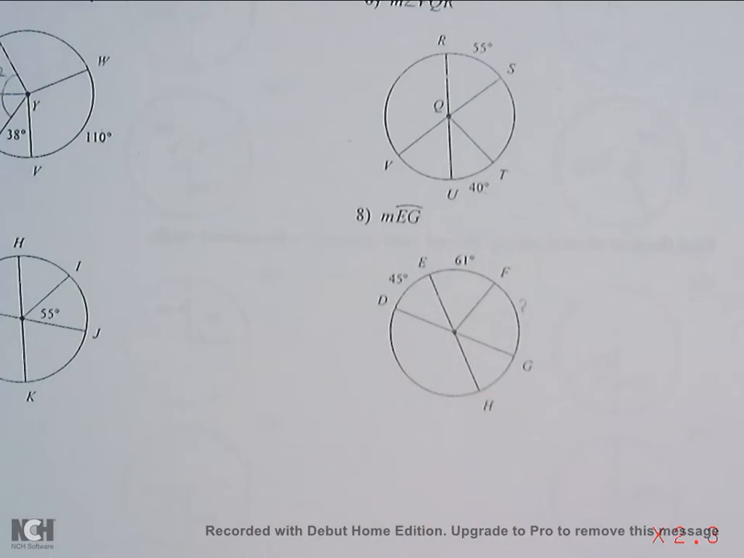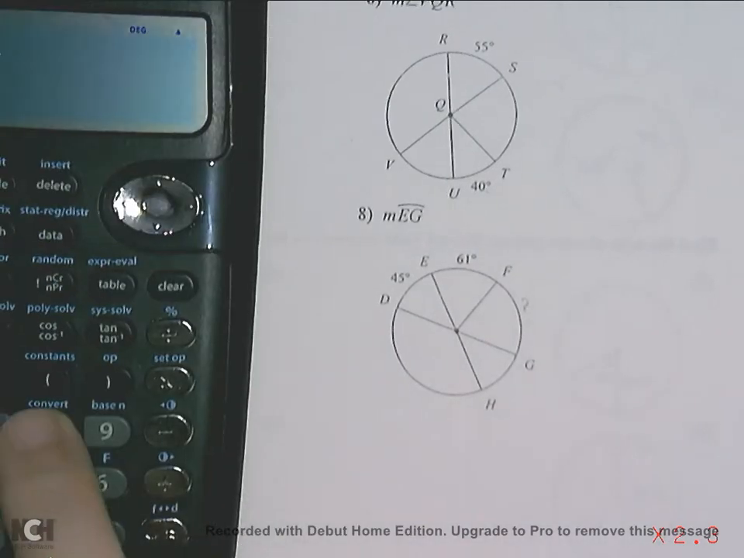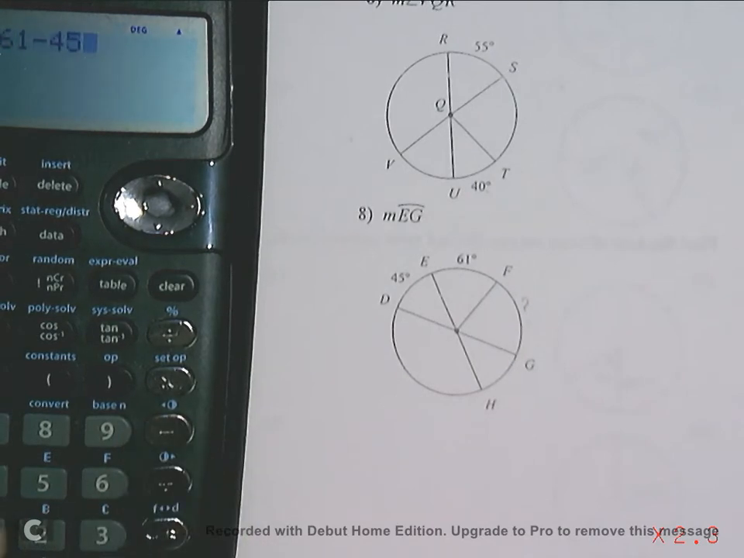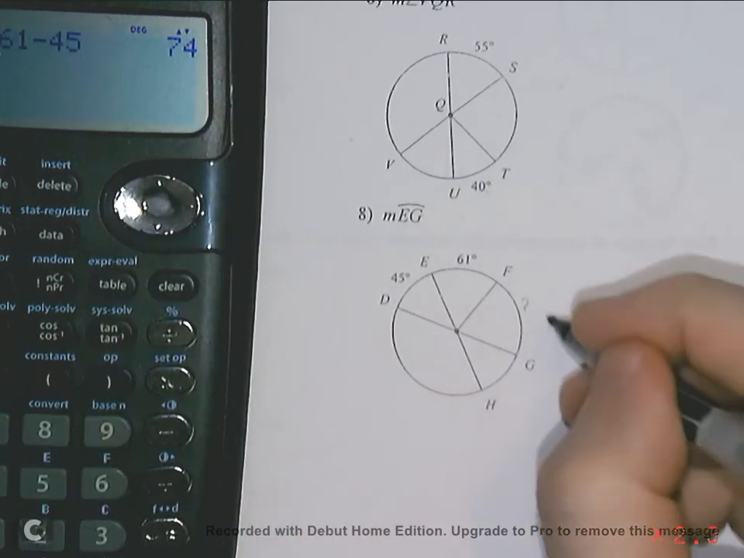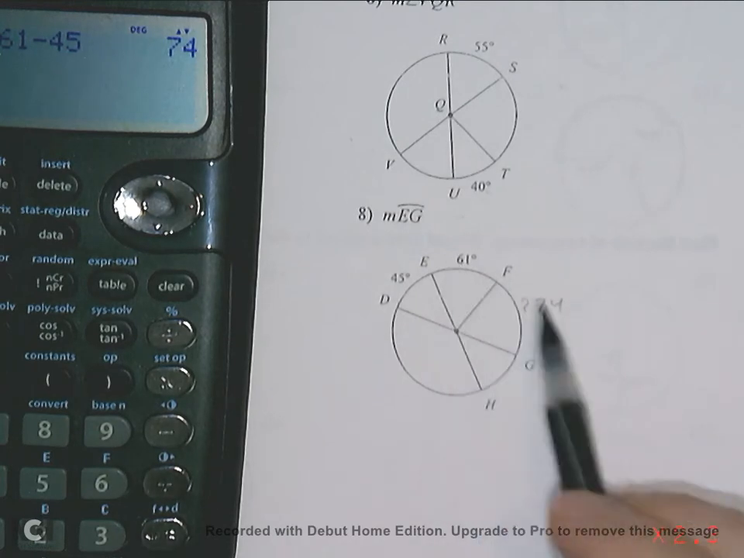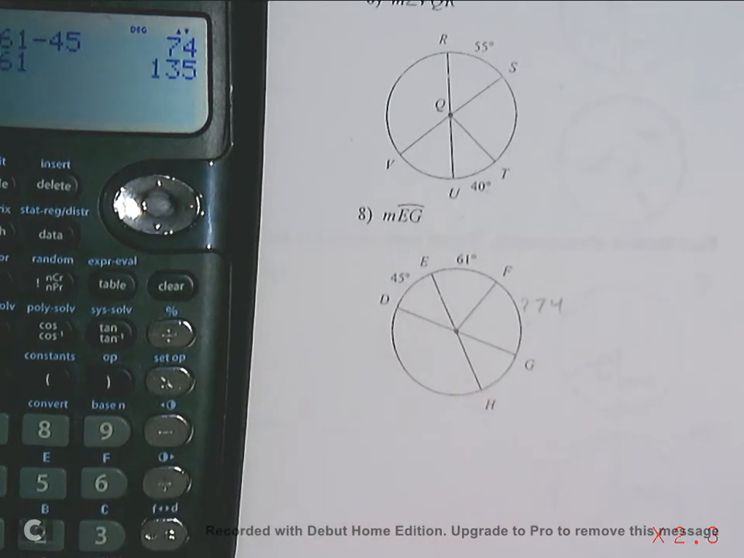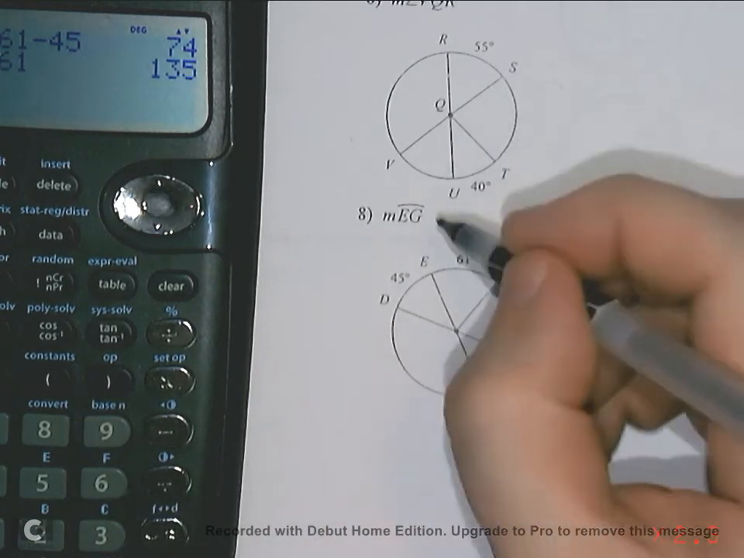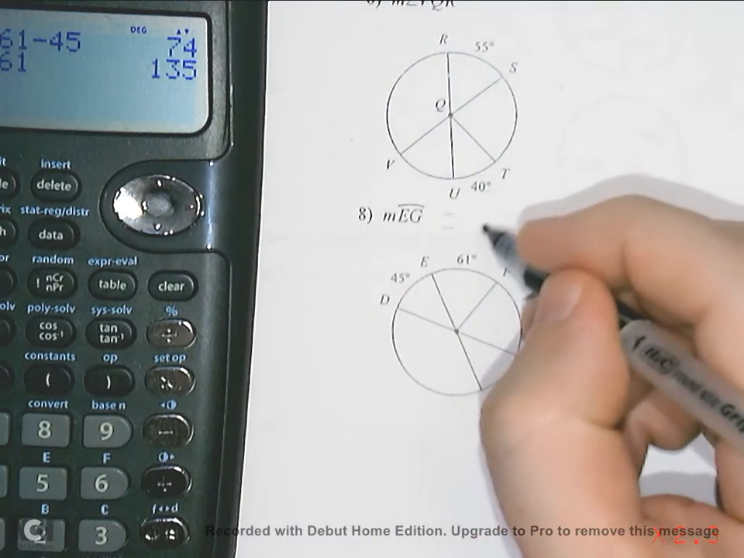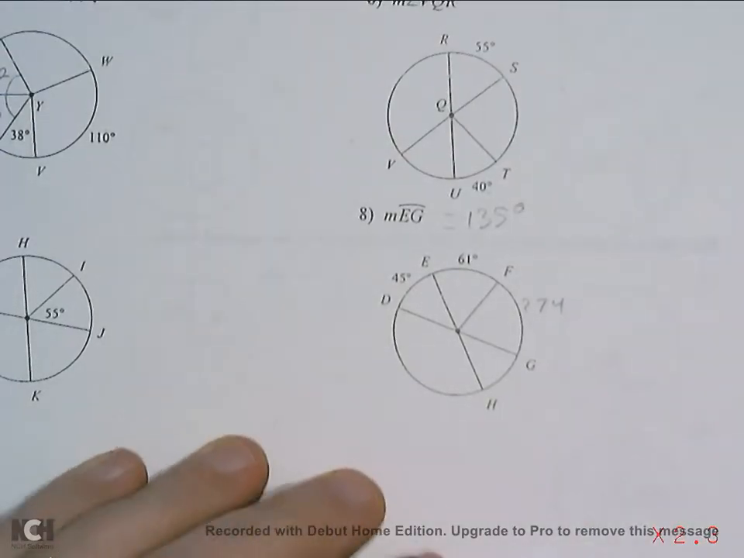So I would just take 180 and take away 61 and 45. So 180 minus 61 minus 45 is 74. So that has to be 74 degrees, which means EG would be those two angles added together. So add 61 back in, and you find the arc EG is 135 degrees. Okay, so again, not too bad. Let's look at the next page.